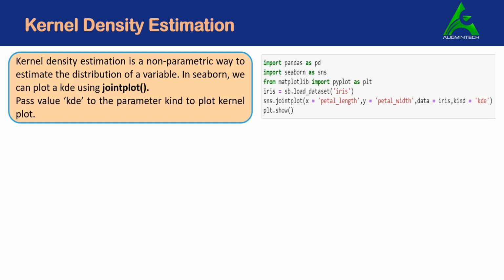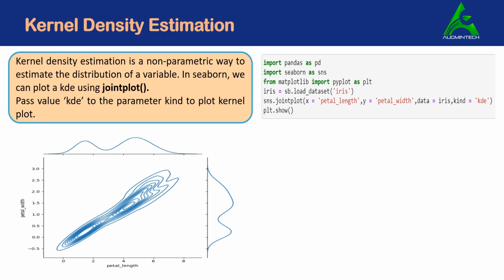There we go. So here we import pandas as pd, seaborn as sns, matplotlib as plt, and then we load this iris data set. So here you see we have two columns, x equals petal_length, y equals petal_width. For data, that is the data set's name, we have to pass iris, and then kind equals kde. And there we go. This is how the output looks. So here we have on the x-axis petal_length, on the y-axis we have petal_width, and you can see the plot is actually a KDE plot.